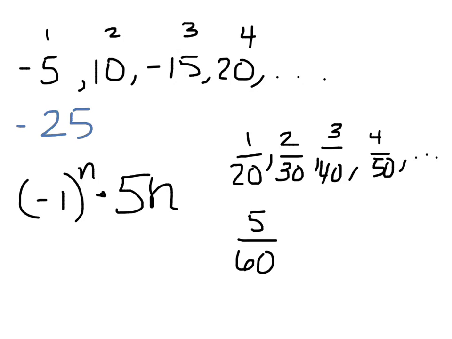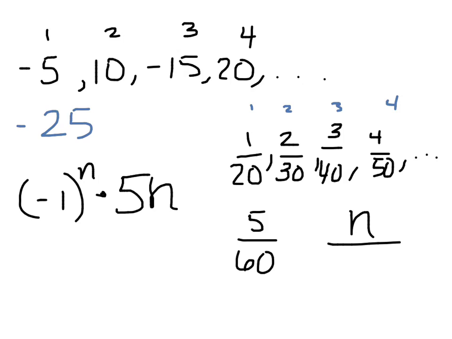Now, as far as the rule goes, and again, this is the part that always seems to be the most troublesome. Remember, this is the first term, second term, third term, and fourth term. So what would I have to multiply 1 by to get 1? Or 2 by to get 2? Or 3 by to get 3? 1, right? So anytime that's like that, that doesn't need anything other than n. Because when I insert numbers in for n, it just increases automatically by 1 every time.